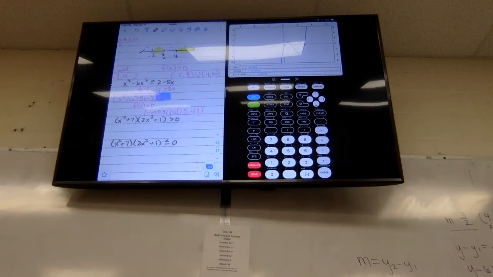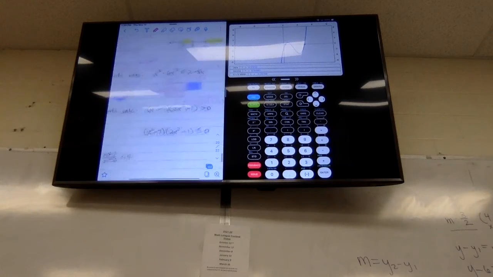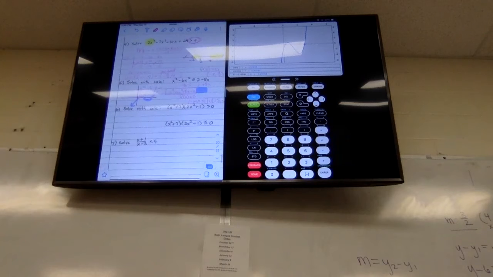Infinity is always parentheses. All right, let's do another one. It says solve with calculator, where I got a calculator app. These equations are the exact same thing. The only difference is one says we're going greater than zero, and the other one says we're doing less than or equal to zero. So go ahead and plug that guy in, and we'll kind of see what that looks like.